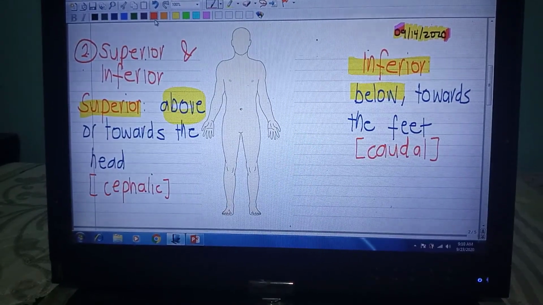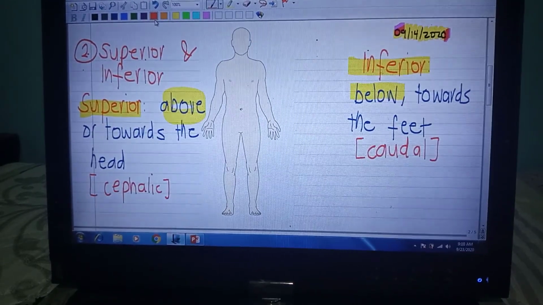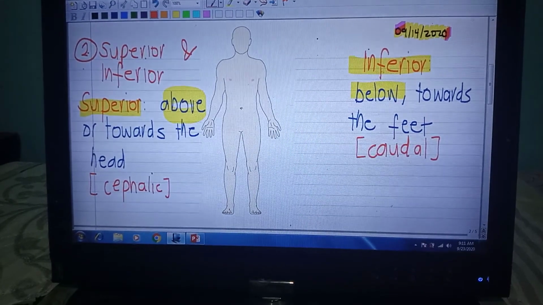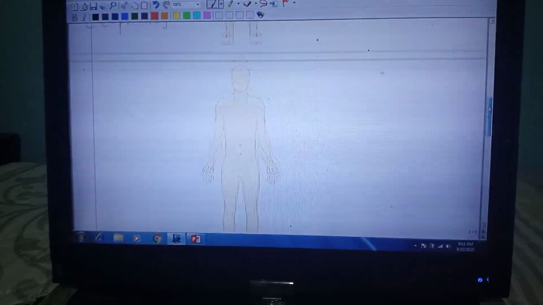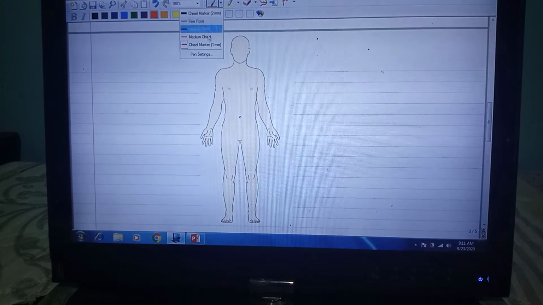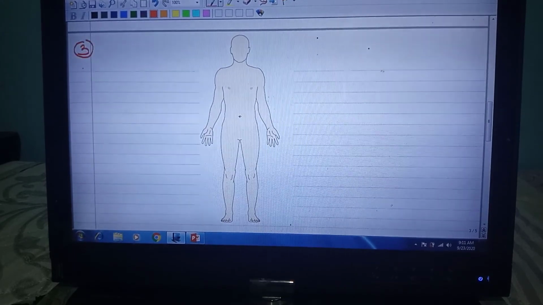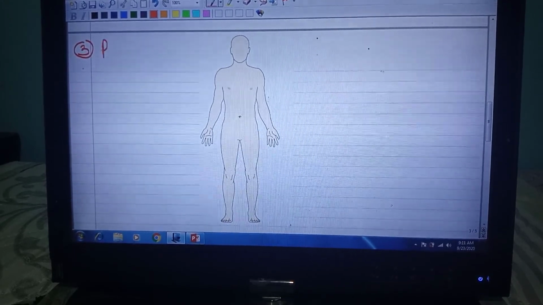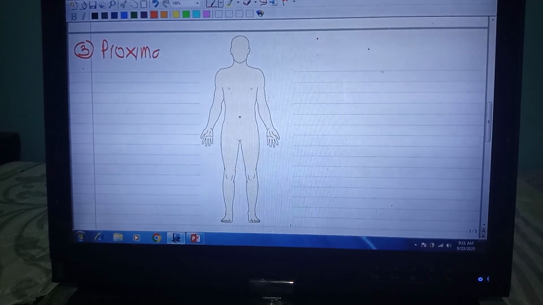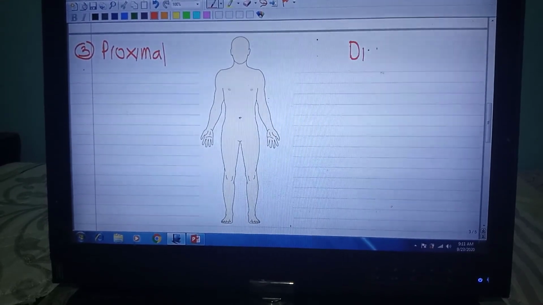Char! Okay. Now, another term that we need to ponder aside from anterior and posterior. We're done with your anterior, posterior. We go now to proximal or distal. Anong number na tayo? Number 3. We have your proximal, and we have the term distal.